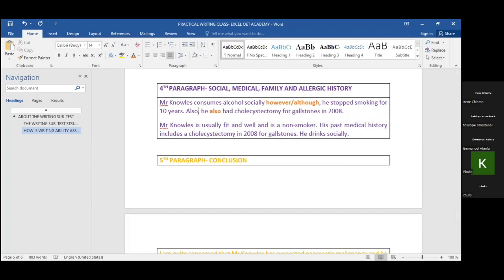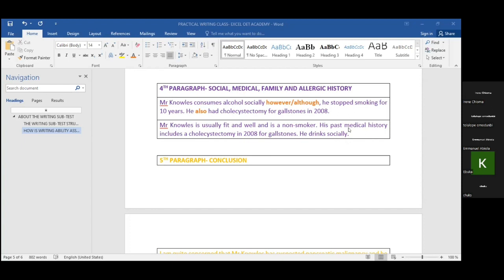Okay. So for example, he also, so you can see also is in between. All right. He also had cholecystectomy for gallstones in 2018. You can use that. Okay, so the second one, I said Mr. Knowles is usually fit. I just had to add fit. Okay. And I said, and he's fit and well, and he's a non-smoker. Okay. I just added the social drinking at the end.